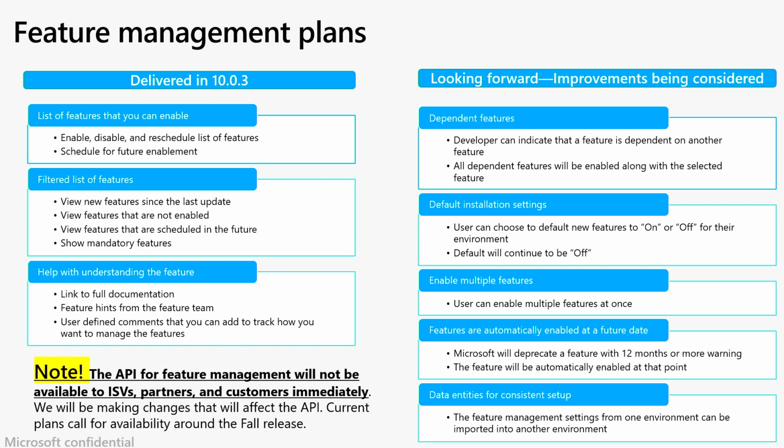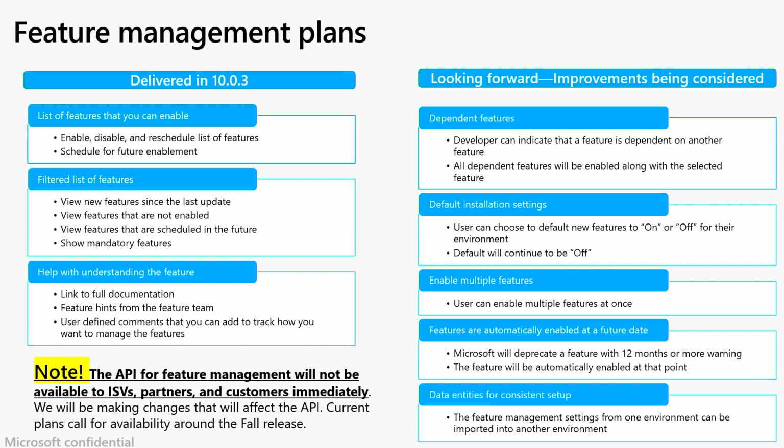The multiple features, we're going to allow you to say enable all, because if this list is 150, that's kind of tough, click, click, click. So you'll be able to say enable all and it'll just enable all the features that it can, and then you can turn off one or two of them that you don't want. So we're going to have that capability.